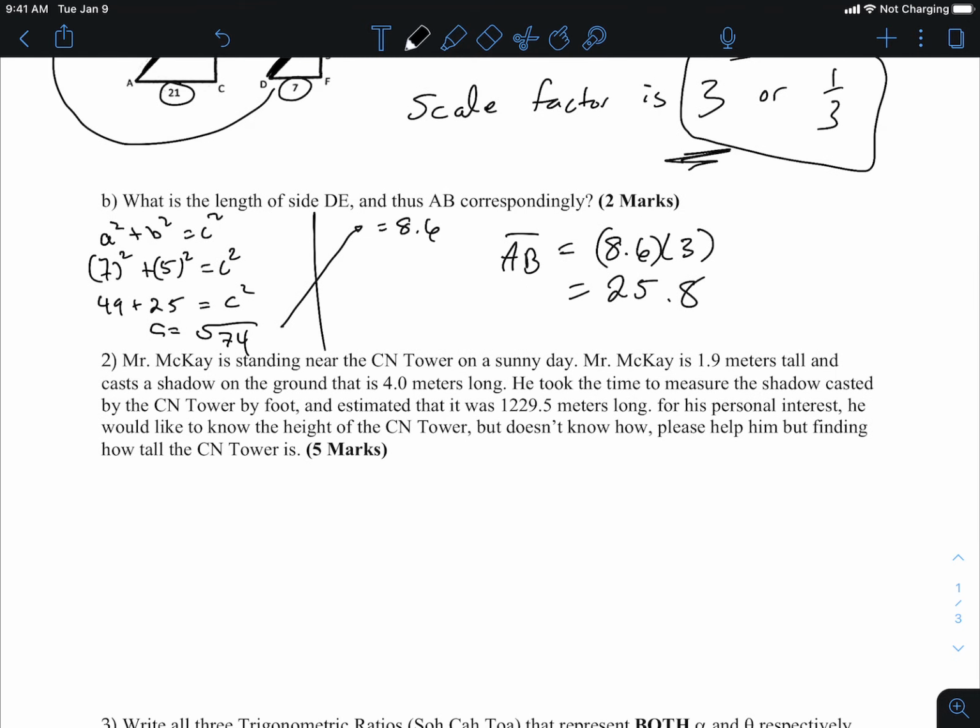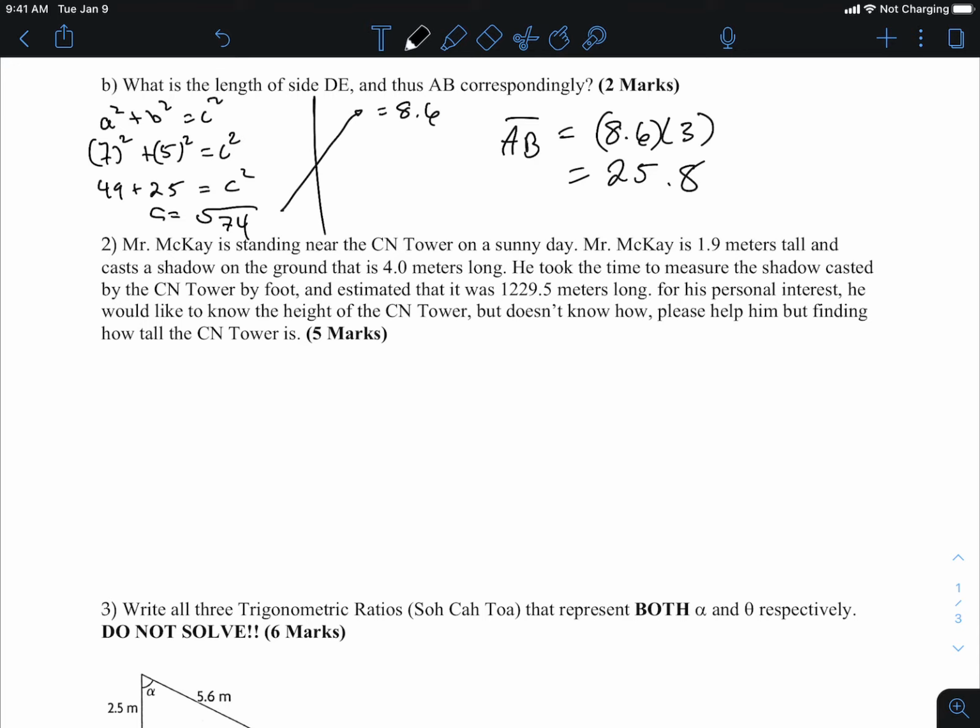Here we go. Mr. Mackay is standing at the CN Tower on a sunny day. Is he what? In the shoulders, maybe. But that's only because the CN Tower narrows by the top. So here he is. I'll draw the arm since it created such an uproar last time. Right? And then he creates a shadow on the ground.